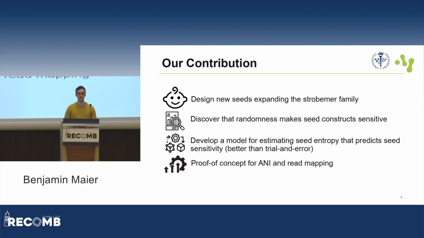So traditionally, you would develop a seed construct, plug that in a common aligner such as Minimap, and test it there, which takes a lot of time and is also biased because you have a lot of parameters optimized in these aligners. And finally, we show that our new seed constructs work well for estimating average nucleotide identity, as presented earlier by David, and for read mapping.